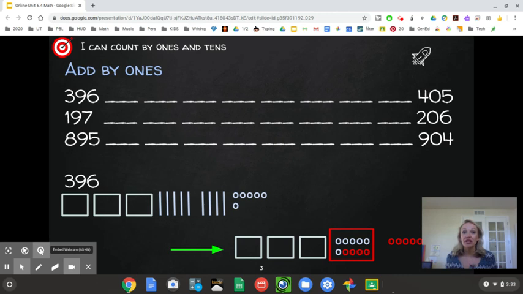All right, so that's a great job. So that's just counting by ones, kind of getting our brains aware of that time when you get to the top of a number and you need to go to that next 100 block.